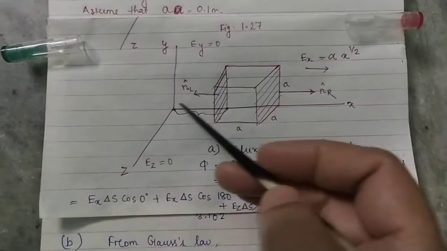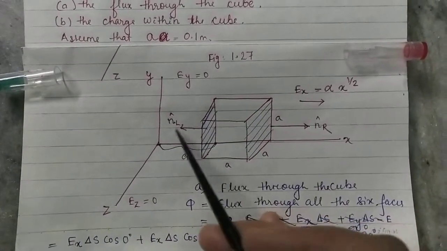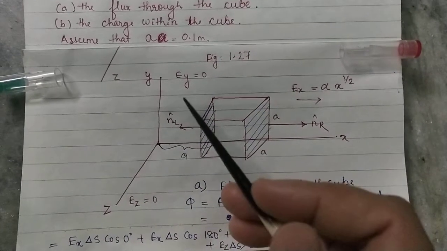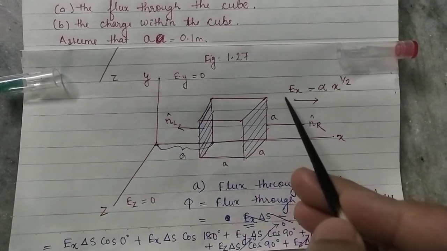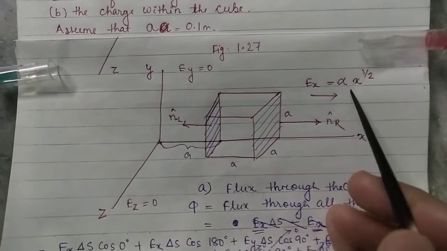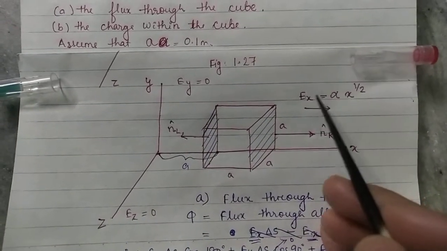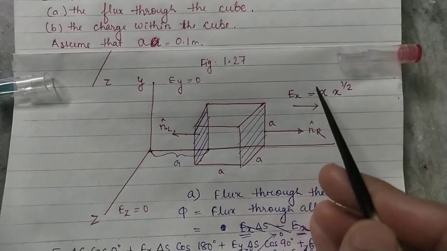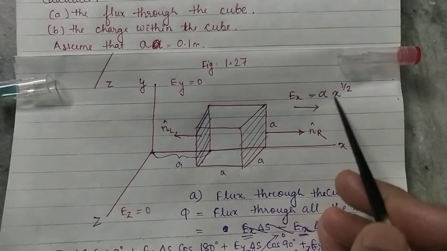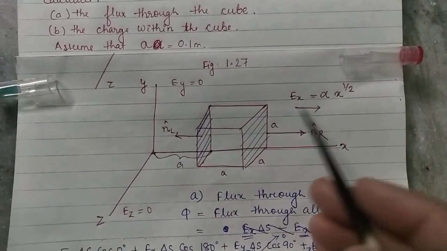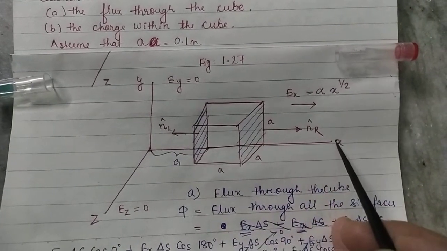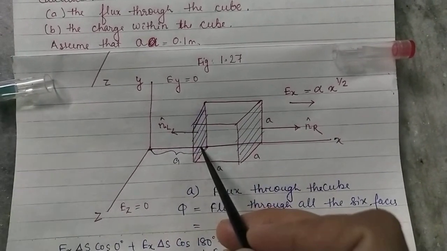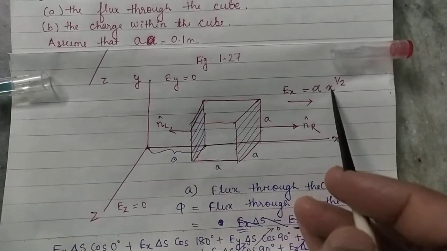Let's understand the figure first. The figure goes like this. Here x axis, y axis, z axis. In the x axis the electric field is like this: alpha x to the power 1 by 2. That means electric field along x axis depends on two things. One is alpha, which is constant, whose value is given in the question. Second is x. What is x? x is the x coordinate, that means distance from the origin. This is the origin, so x is the distance. So electric field at different points depends on the distance from the origin.